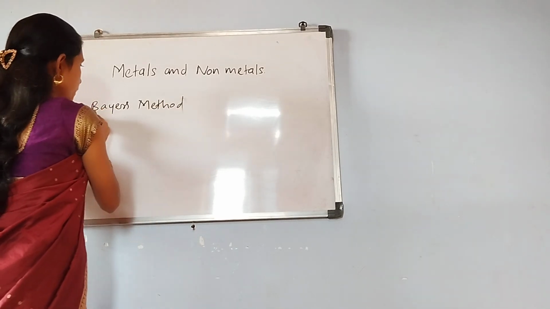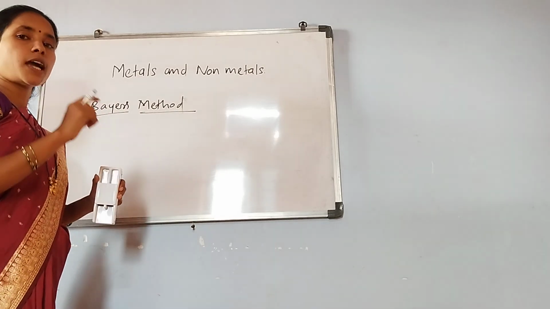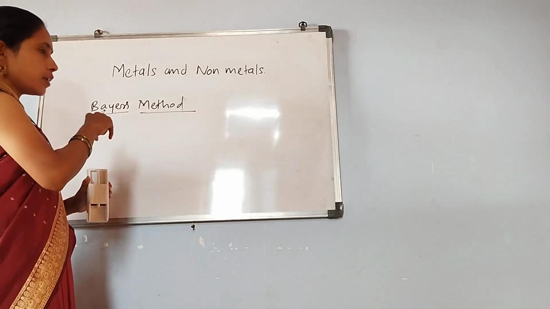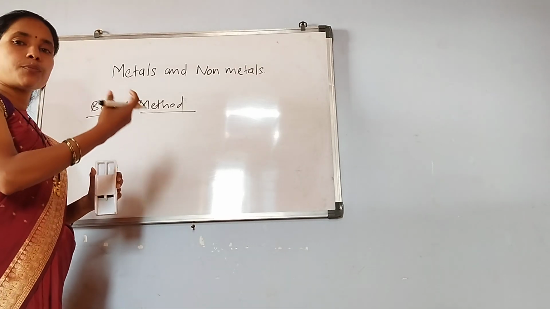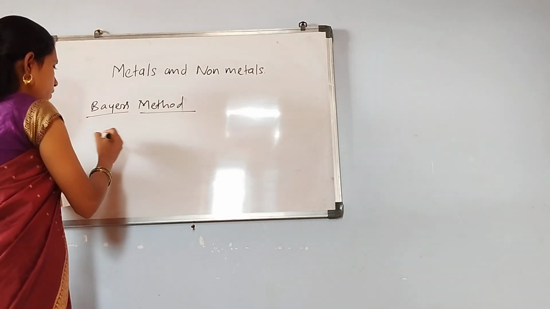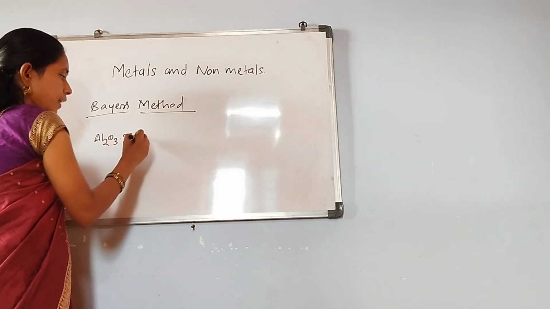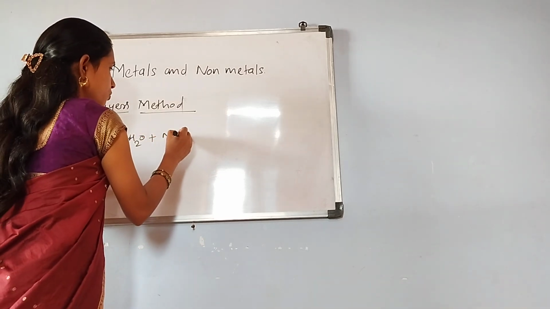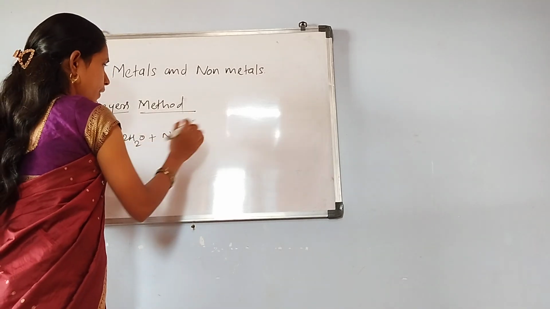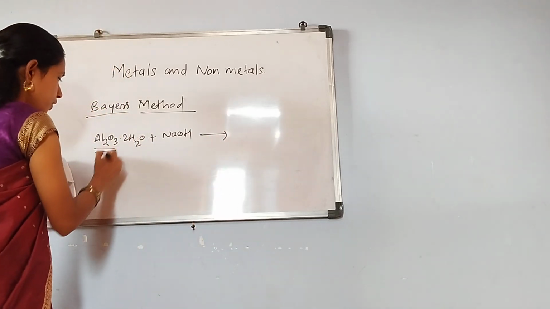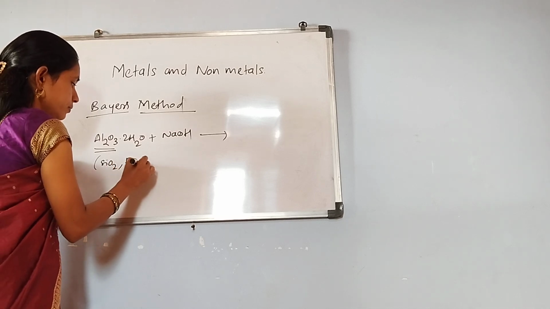Before explaining this Bayer method, I want to explain about aluminum oxide. Aluminum oxide is an amphoteric oxide. It means that aluminum oxide acts as an acid as well as a base. It depends upon which compound it is reacting with. So I will write down here the compound, Al2O3.2H2O. If it is reacting with a base, it means it is acting as an acid. So now it is reacting with sodium hydroxide, and we know the impurities in this bauxite: SiO2 and Fe2O3.